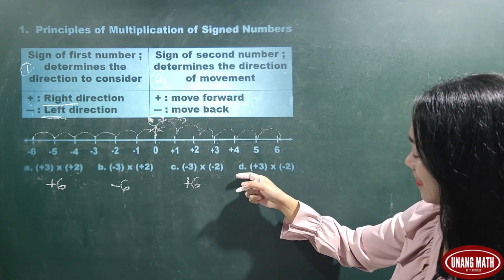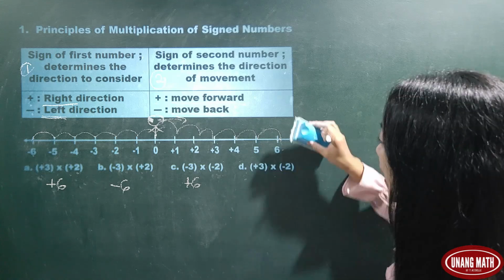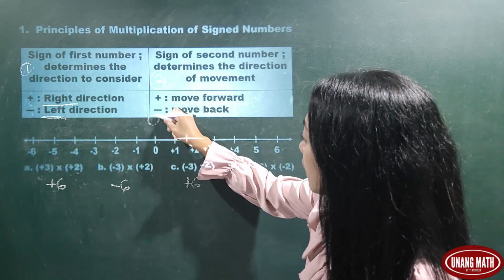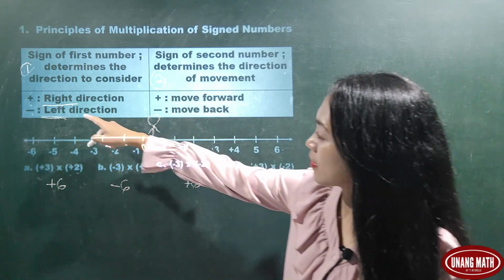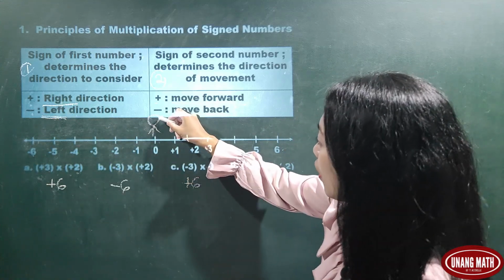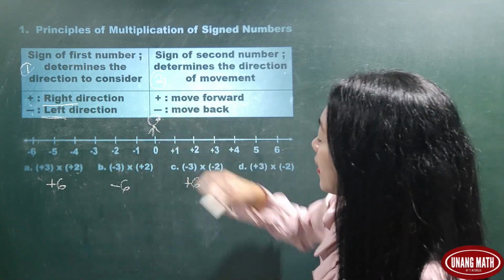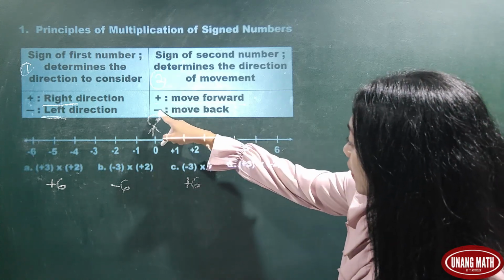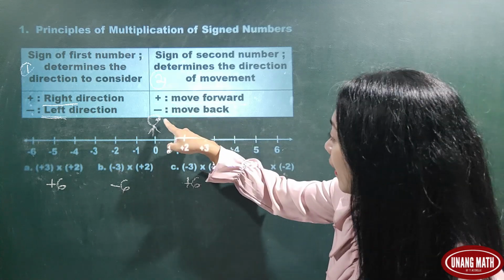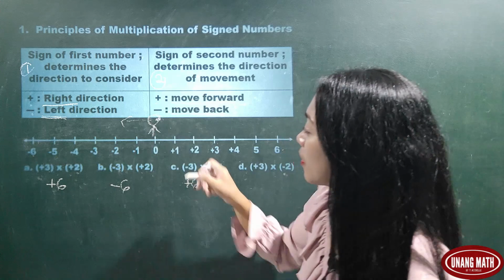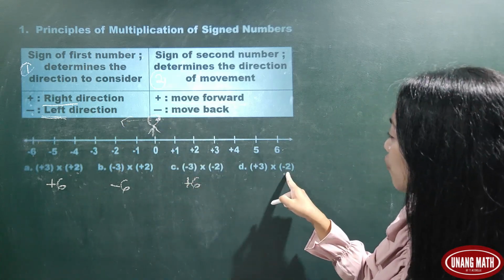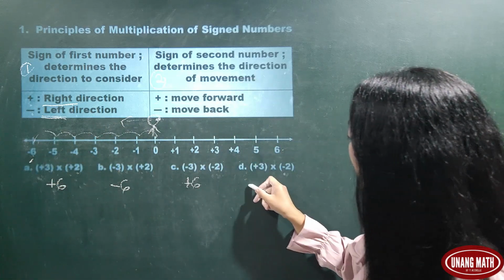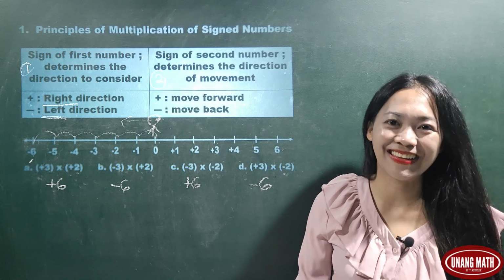Okay, let's go to the last example. Positive 3 times negative 2. So the first number is positive. So that means we need to consider right direction. So our point is here. Now, the sign of the second number is negative. So that means we need to move back. So this direction. How many times? 3 times 2, 6. So from here, 1, 2, 3, 4, 5, 6. So the answer is negative 6.